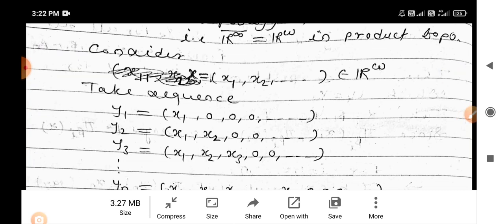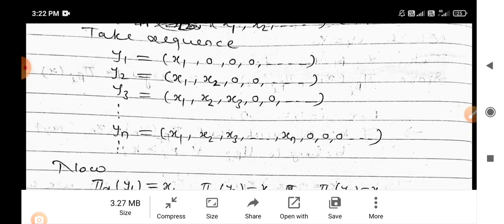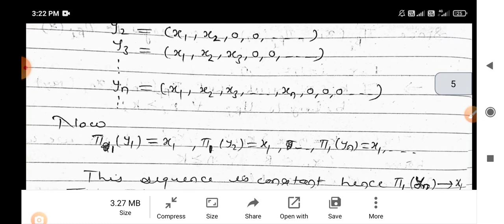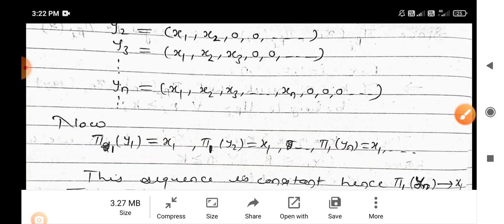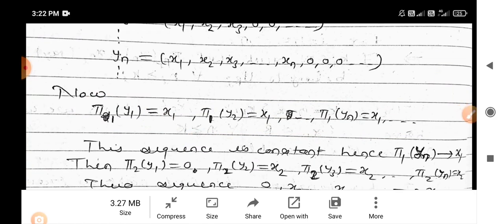Now take the sequence, that is y1, a sequence with x1 and all remaining 0, y2 is x1, x2 with remaining 0, y3 is x1, x2, x3 with remaining 0, yn is x1, x2, x3, up to xn, with all remaining zeros. Now we define pi 1 of y1 is x1, pi 1 of y2 is x1, pi 1 of yn is x1, and so on. Now this sequence is constant and it defines a continuous mapping, that is, pi 1 of yn is x1. Then by the rules for continuous functions, that is the first rule, we show that pi 1 is continuous.